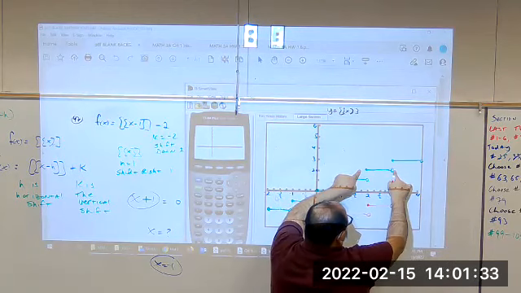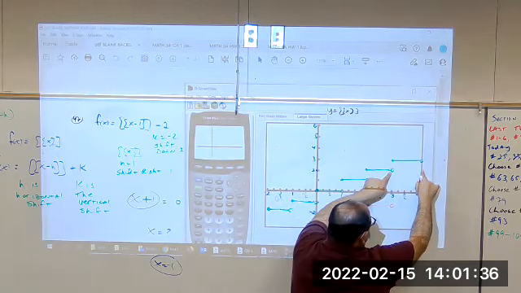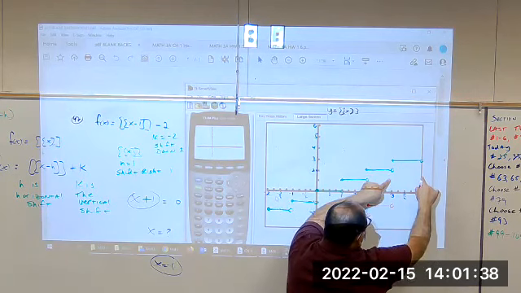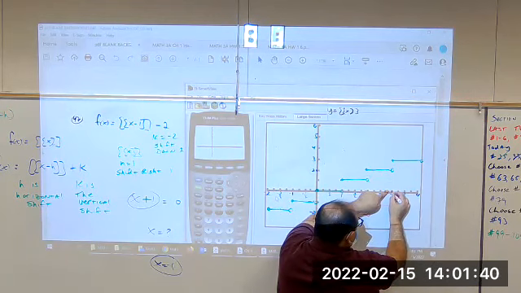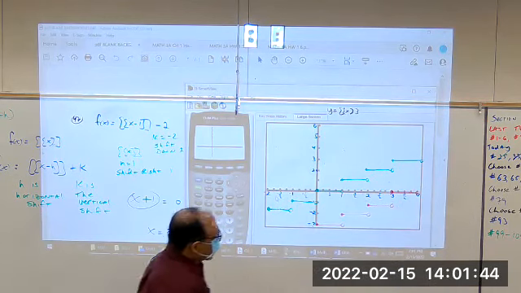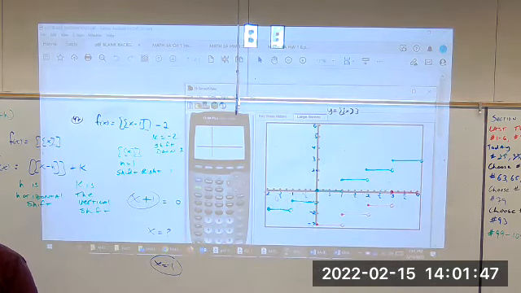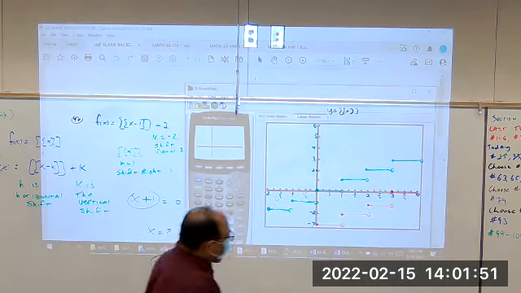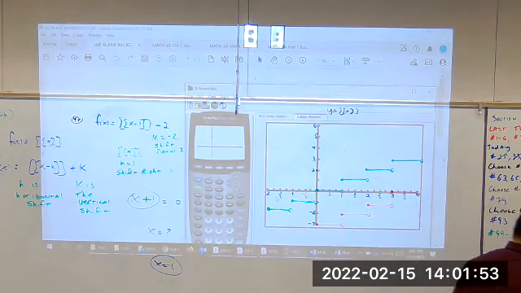This is going to shift 1 to the right and shift down 2. So from 2, you're going to be down here at 0. So it's going to be a closed circle and then an open circle there. That's how it's going to work. So what I had in my picture is now going to graph here.